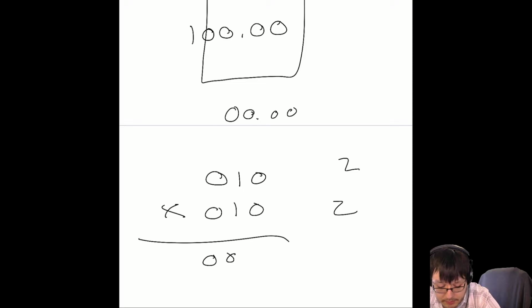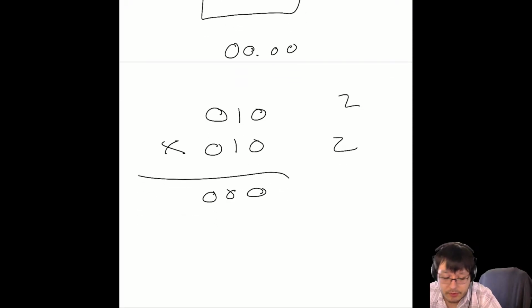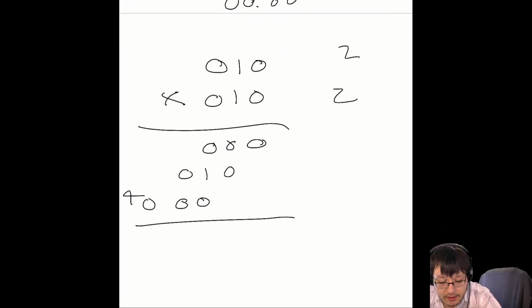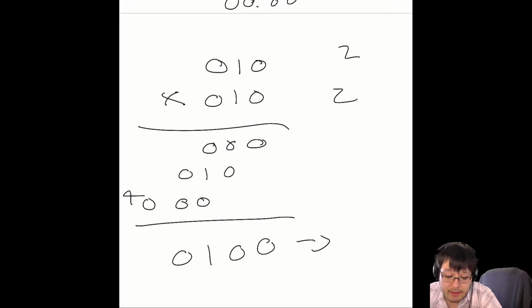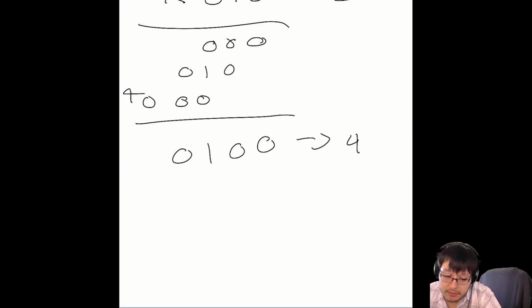So this would be 0 times everything. And then this would be 0, 1, 0. And then this would be 0, 0, 0. And then we would add all these together. And so that would be 0, 0, 1, 0. And what is that in binary, guys? That would be a 4, okay? So you're like, oh, great, this works perfectly fine. And, well, here's the thing.